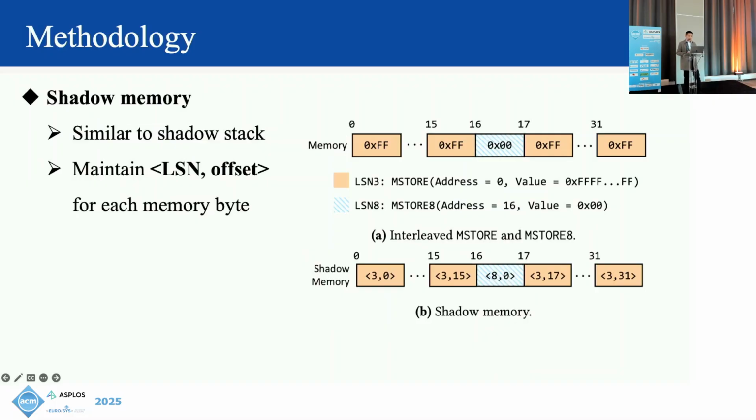In addition to the shadow stack, we also maintain a shadow memory to track definitions for memory-based operands. The idea is similar. Just like the shadow stack mirrors the EVM stack, the shadow memory mirrors the EVM's linear memory space. For each memory byte, the shadow memory stores a tuple of, first, the log sequence number of the operation that last wrote to that memory byte, and second, the offset of the operation result.